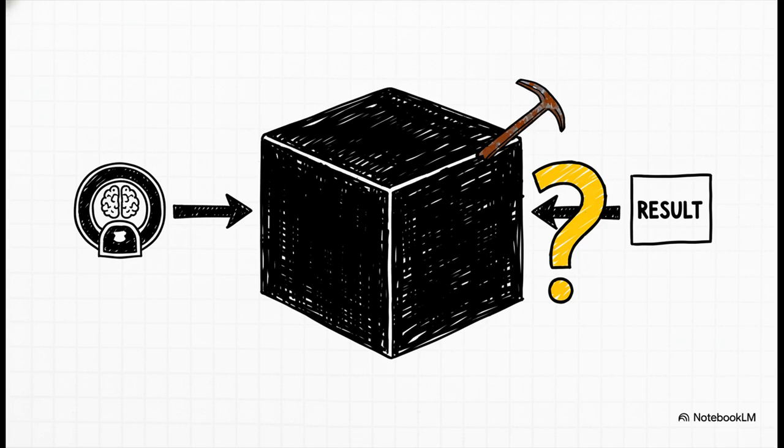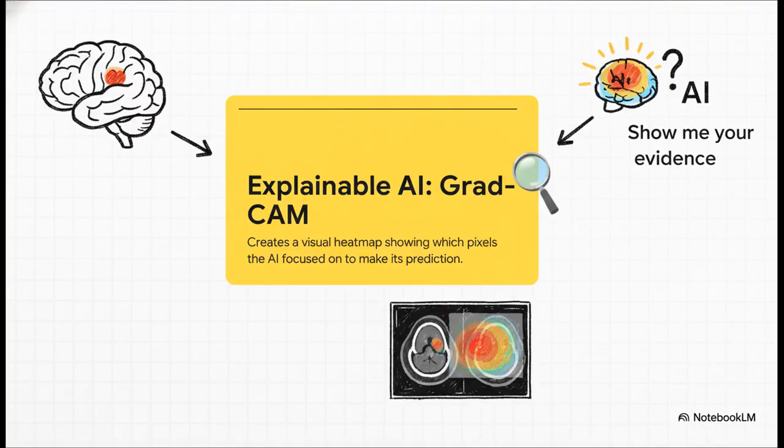But thankfully, we've got a way to crack that box wide open. The tool is called Grad-CAM. And I want you to think of it like this. It lets us ask the AI, okay, you made a decision. Now show me your work. Show me the evidence. And in response, the AI creates this heat map and overlays it right on top of the original MRI. The bright red hotspots, those are the exact pixels the AI was looking at when it made its diagnosis. Suddenly, it's not a black box anymore.